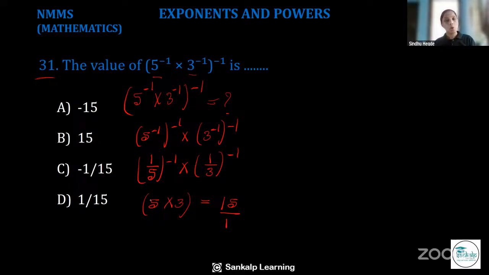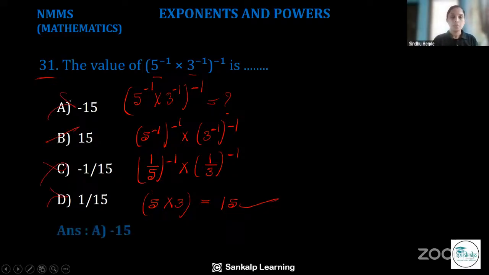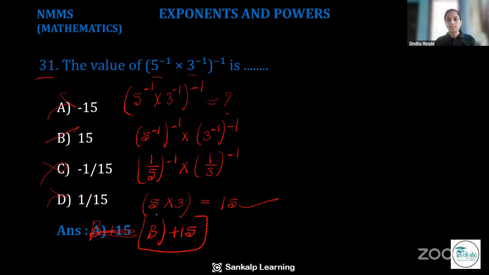Okay. But in the options 15 by 1 is not there. So let us take 15 only. Here the correct option is option B. So actually option B is correct, plus 15. Okay. Answer is option B plus 15. This is our answer.